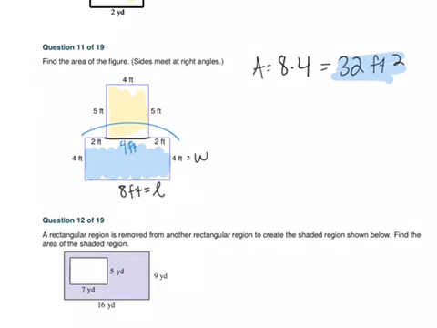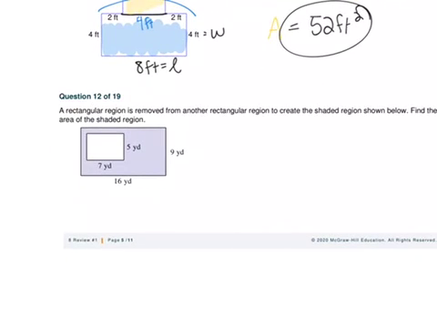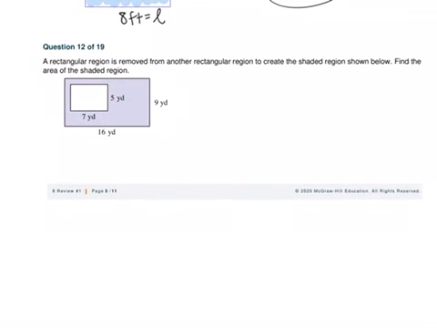And then for the yellow rectangle's area, the width is 4 and the length is 5. So 4 times 5 is 20 feet squared, and that's the area of the yellow rectangle. And then we're going to add them together again. So 32 plus 20 gives us a total area of 52 feet squared. And that's our answer.